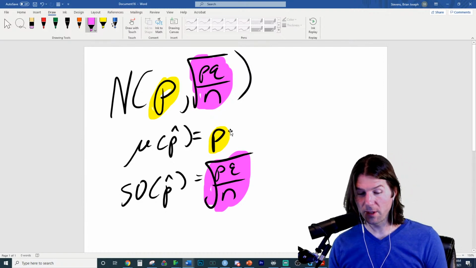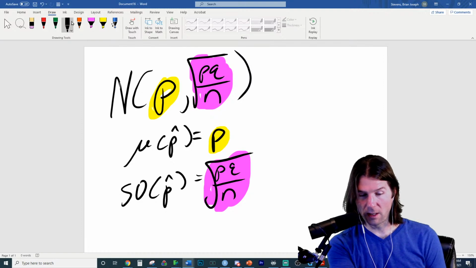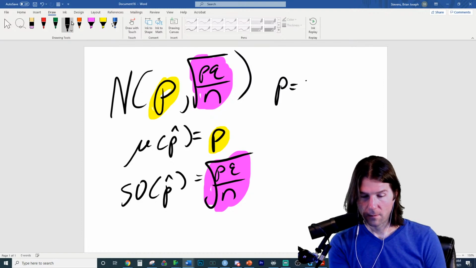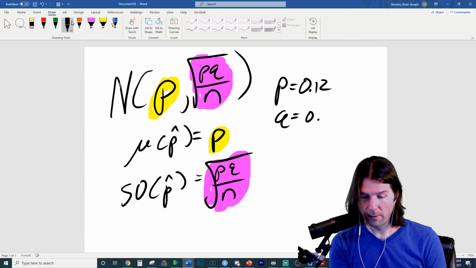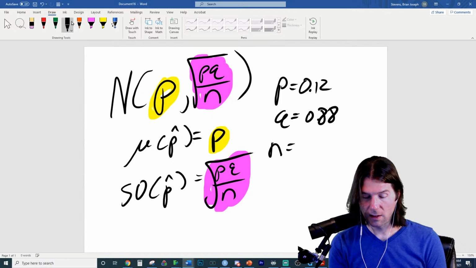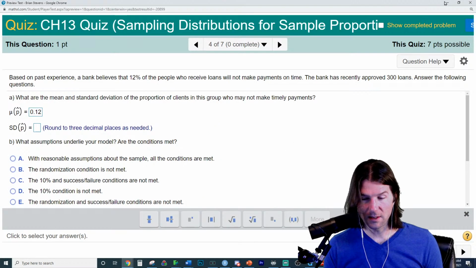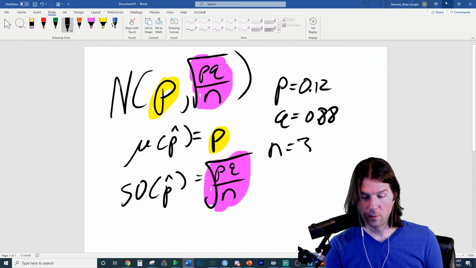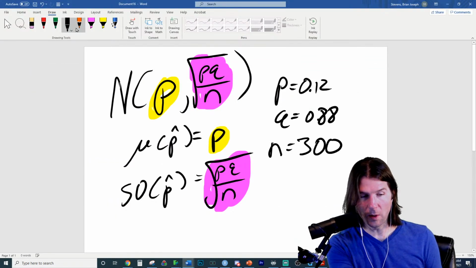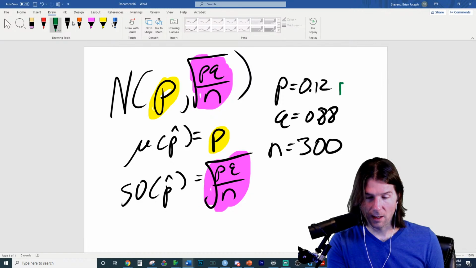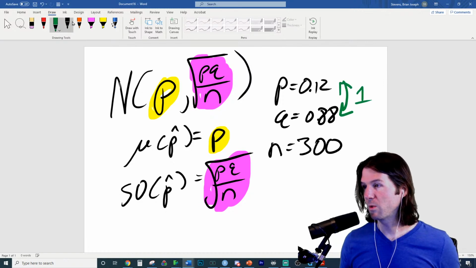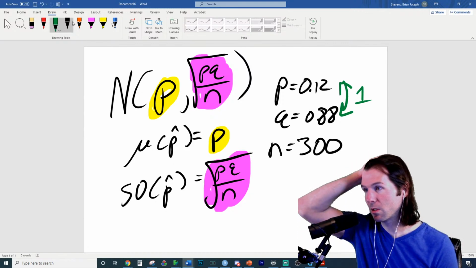So we're just going to use these formulas. P is going to be the following. Q is going to be the following. That's just the complement of P. And then the sample size, cannot remember what it was. Sample size is going to be 300. So please remember that P and Q are complements, so they add up to 1. P and Q add up to 1, and we're good to go.